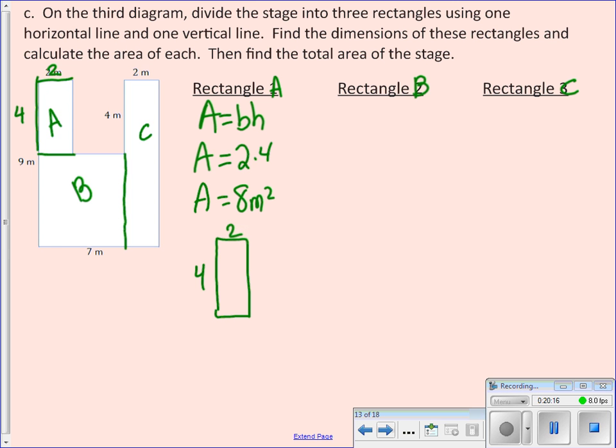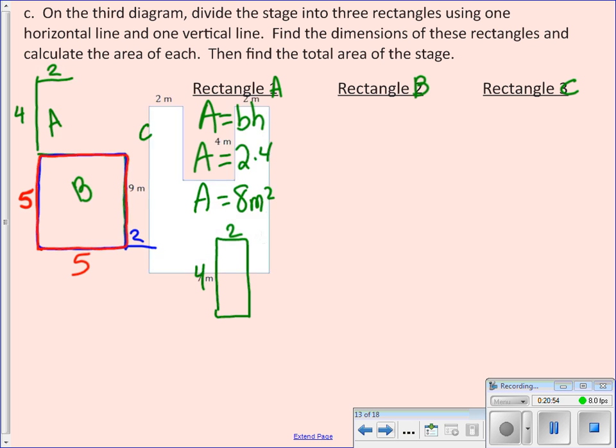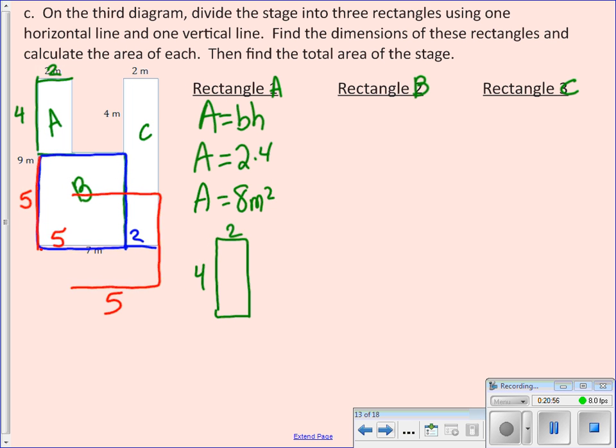So shape B, ooh. If the top half of the height is 4, what is this part going to be? 5. And now what is the base? 5. If this is 2, and I bring that down, and the total is 7, what's this part? 5. It's all 5. That means it's a square.